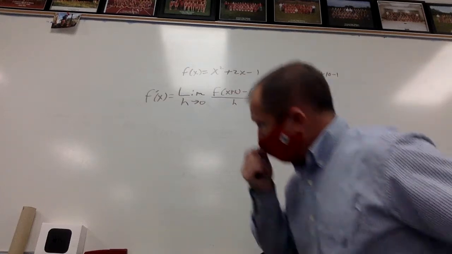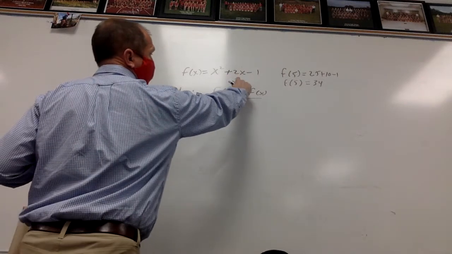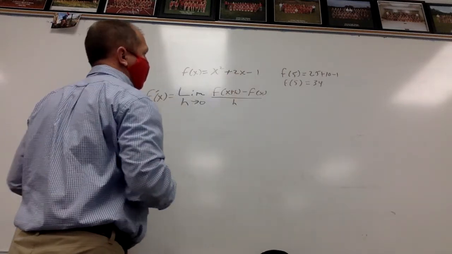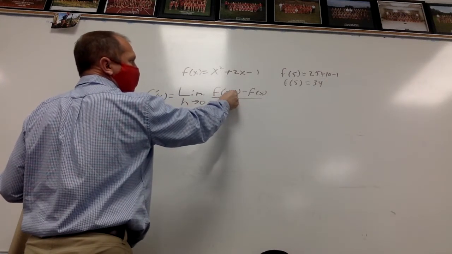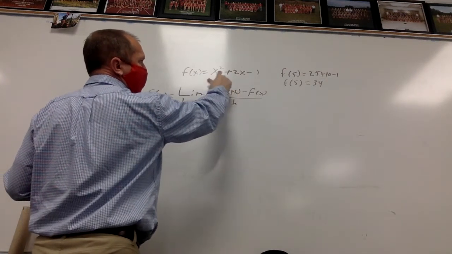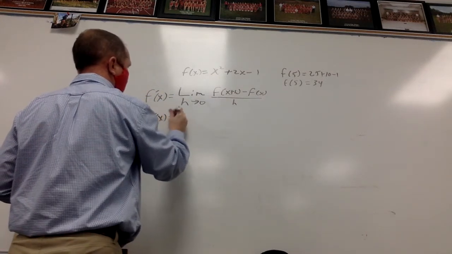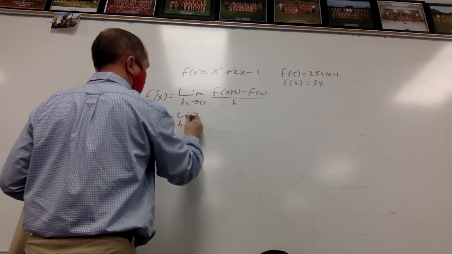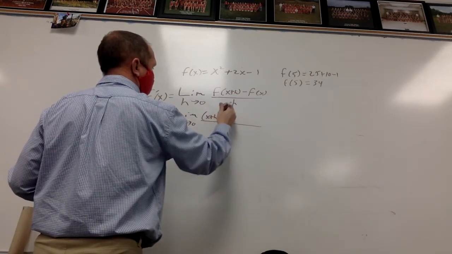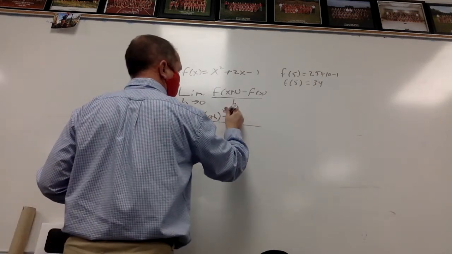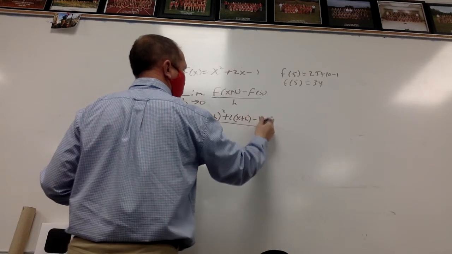So here we are. Now, my equation is x squared plus 2x minus 1. So for it, if I want to know f of x plus h, again, I'm going to plug in x plus h everywhere I have an x here. So I've got f prime of x equals the limit as h approaches 0 of, and it's going to be (x plus h) quantity squared plus 2 times (x plus h) minus 1.